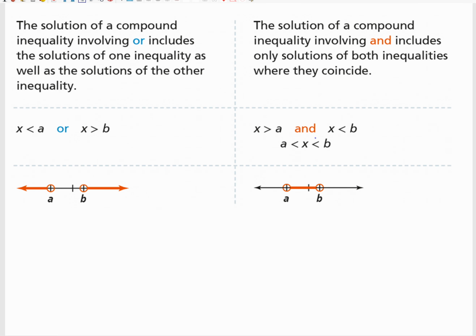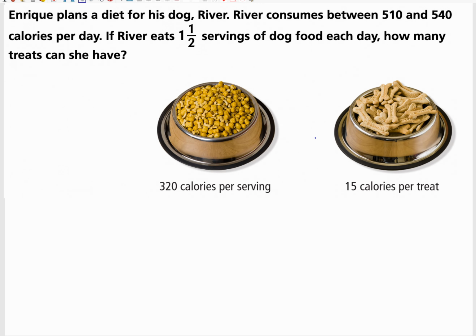Let's talk about dog food. Enrique plans a diet for his dog, River. These names. I know, right? River consumes between 510 and 540 calories a day. If River eats 1.5 servings of dog food each day, how many treats can she have?